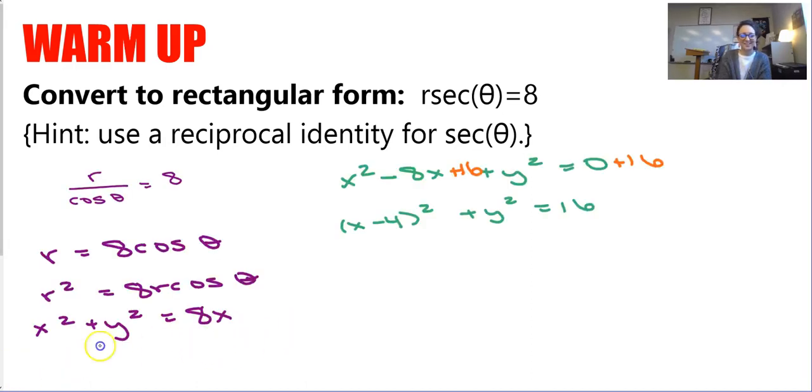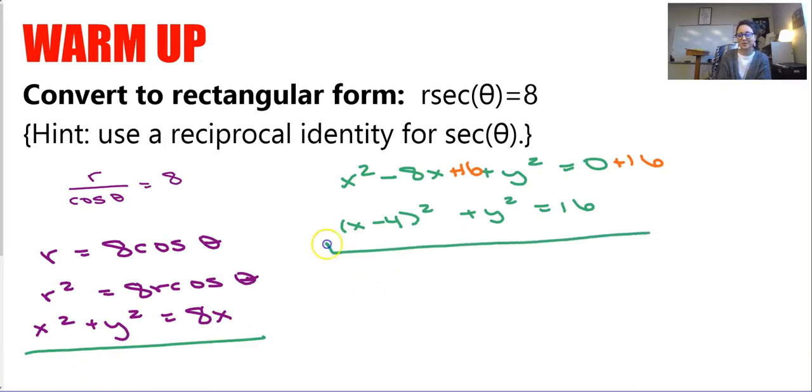All right, so if you got this far, then you've got it into rectangular form. If you went ahead and completed the square to get into standard form, we should have gotten there, but we would take either answer there. So this is a what shape? This is a circle centered at (4, 0) with a radius of 4.